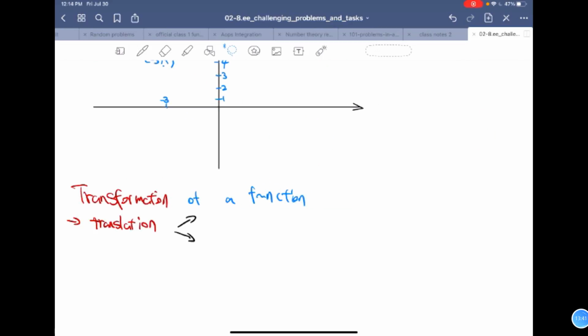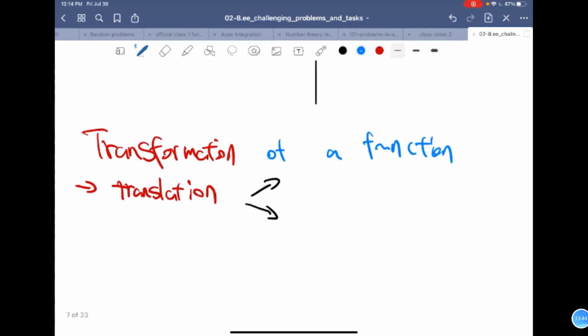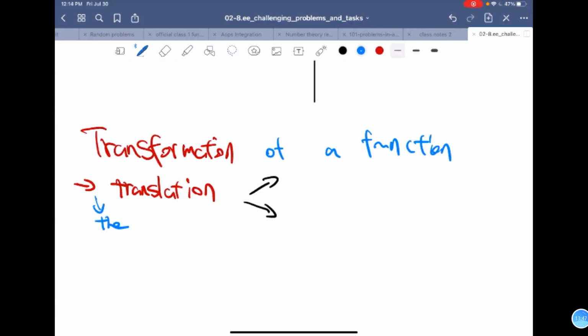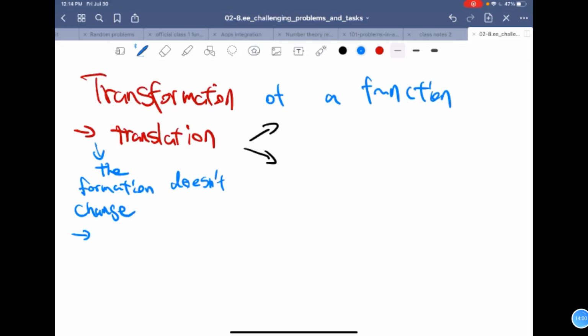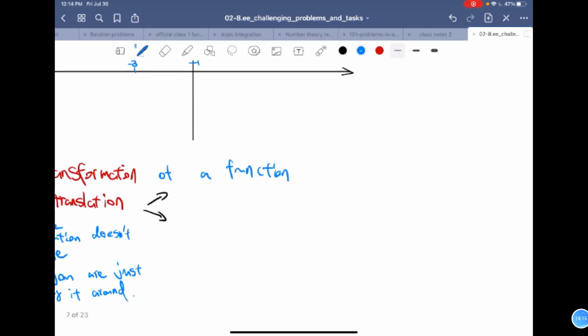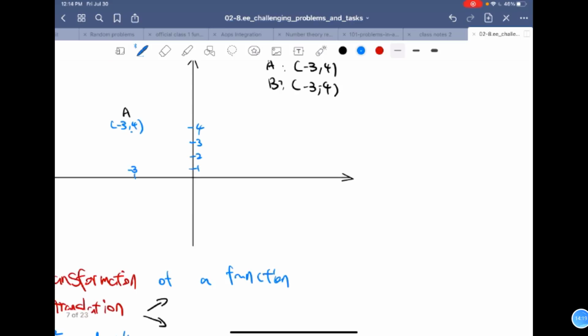Okay, I'm gonna label that. The formation doesn't change. You are just moving it around. That makes sense, right?